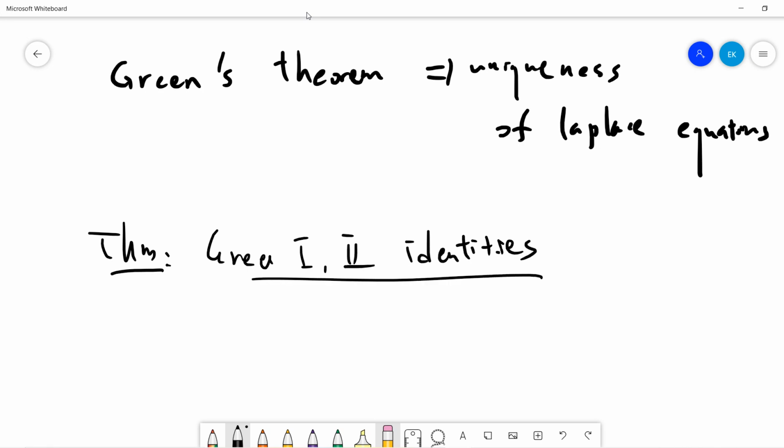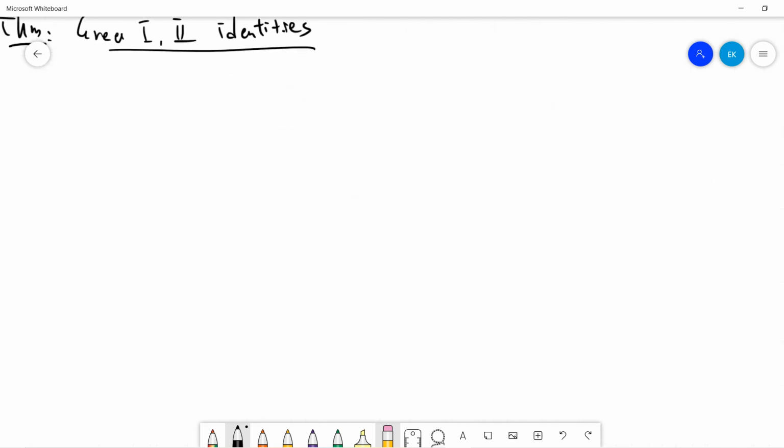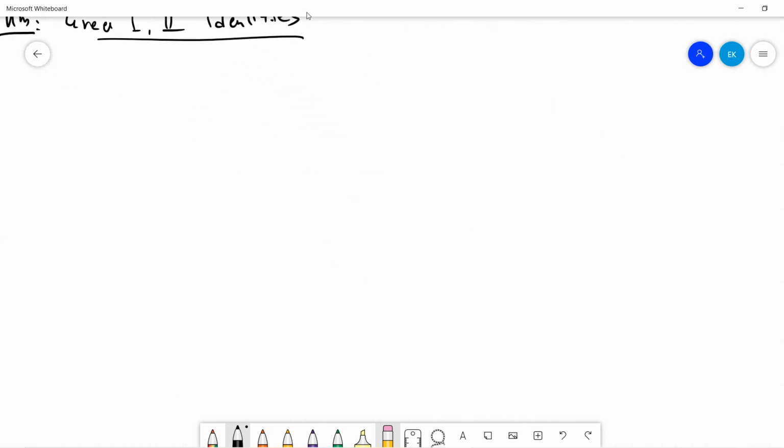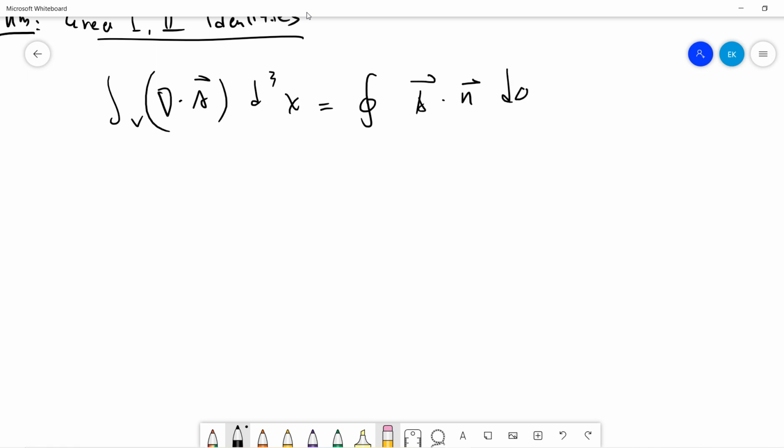The proof is very simple. Let's first start from the divergence theorem. We have the divergence theorem: for A a vector field, the volume integral of the divergence of A, d3x, equals the surface integral of A dot n dA. So you have a volume V and a surface S, and A is a vector field in R3.